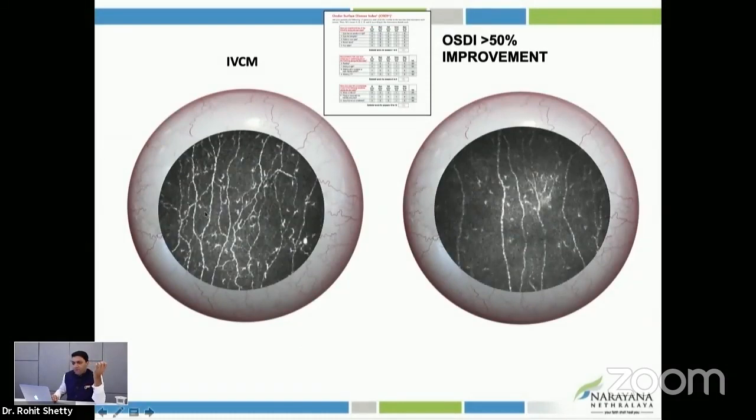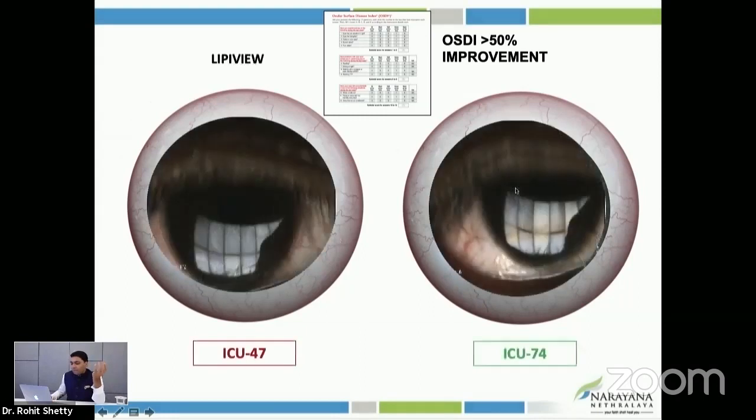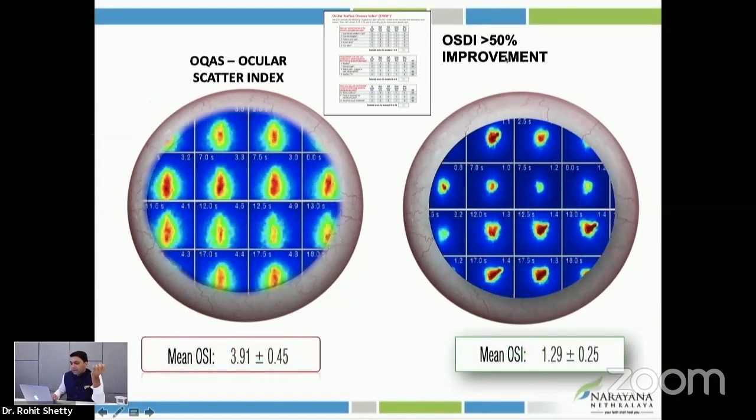You can see the confocal microscopy, lots of dendritic cells. After 6 months, you can see the complete loss, all the inflammatory cells have gone. Your lipid layers have got better. The patient's OSDI has got better. This is the scatter of the tear film, which controls how your lipid layer is helping you see well. This is just the point spread function of your tear film. This was better. The scatter is gone, and your inflammation is completely reduced. So this is a perfect case. This is what happens in around 60-65%.